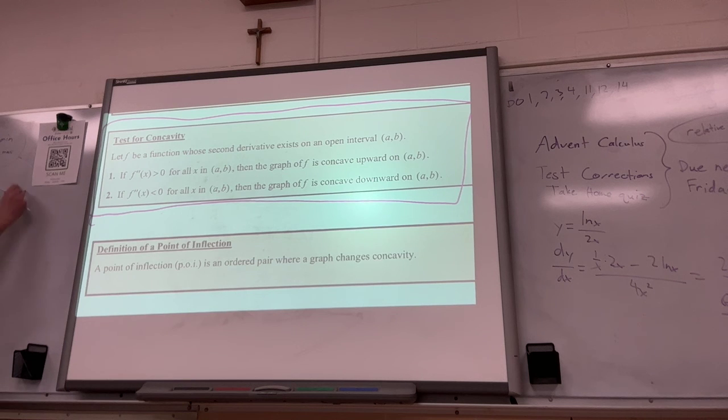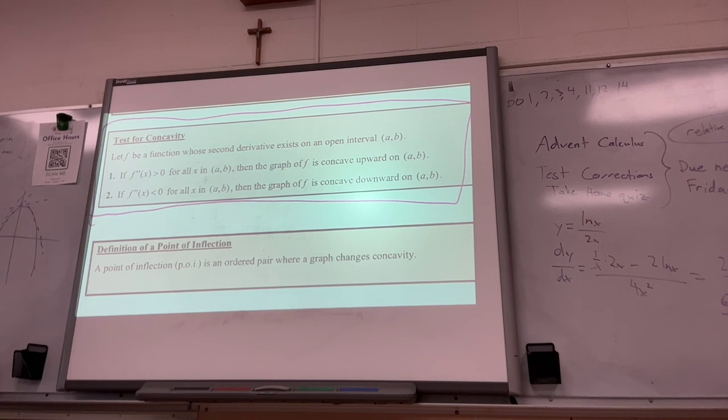Concave downward's the opposite. If f double prime is negative, then we say it's concave downward. It's facing downward. So as we go from left to right, the slopes of our tangent lines get more and more negative. That's a little bit of graphical understanding. This is important too.